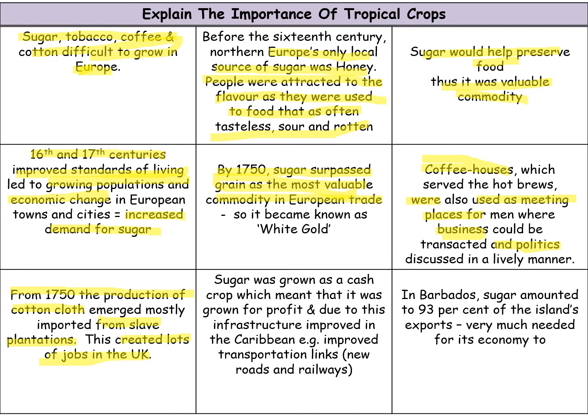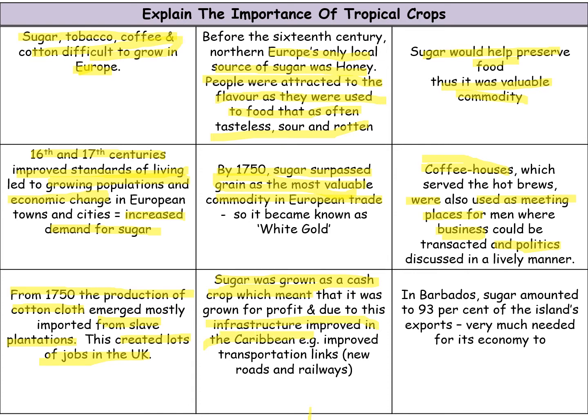So that's really important. Sugar was grown as a cash crop, which meant that it was grown for profit, and due to this, infrastructure improved in the Caribbean, e.g. improved transport links, new roads and railways. So we could say sugar was grown as a cash crop, which meant infrastructure improved in the Caribbean.